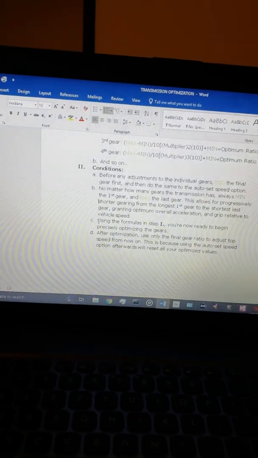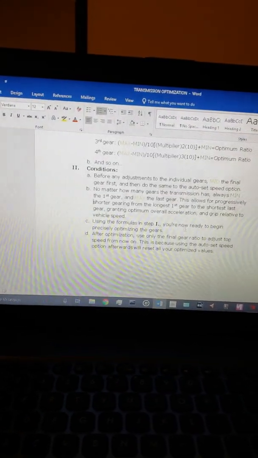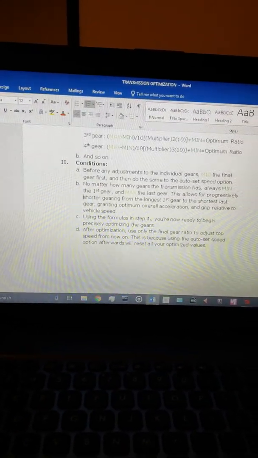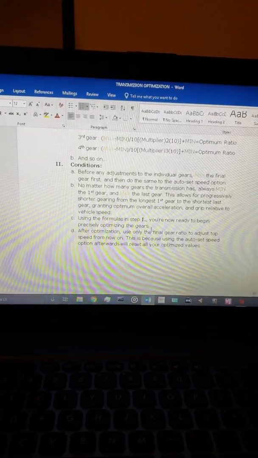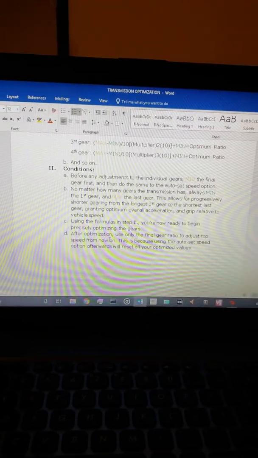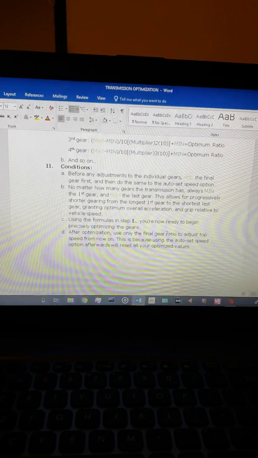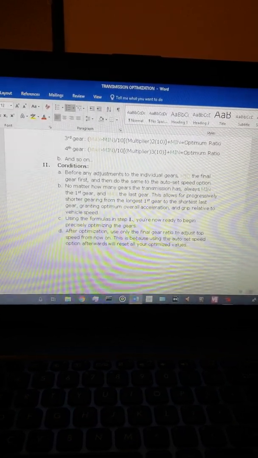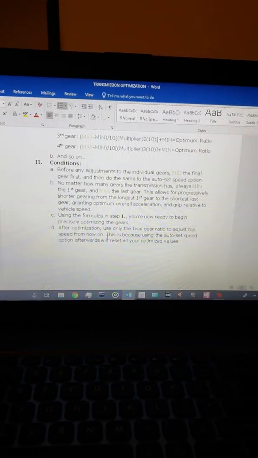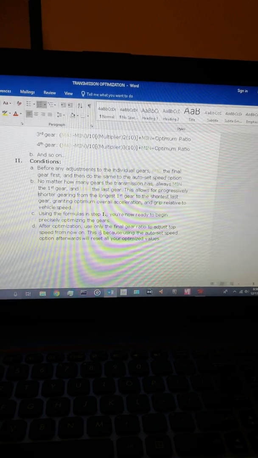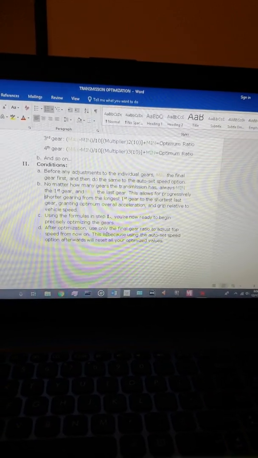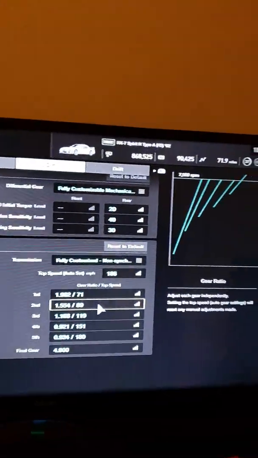And then C condition is using the formulas in step 1. You're now ready to begin precisely optimizing the gears. After optimization, use only the final gear ratio to adjust top speed from now on. This is because using the auto set speed option afterwards will reset all of your optimized values. So I'll demonstrate that to you guys now.